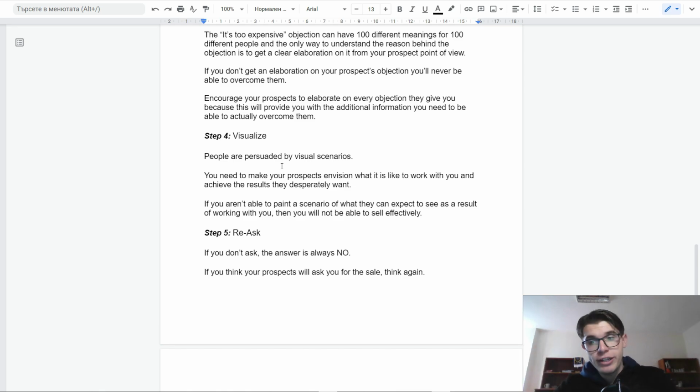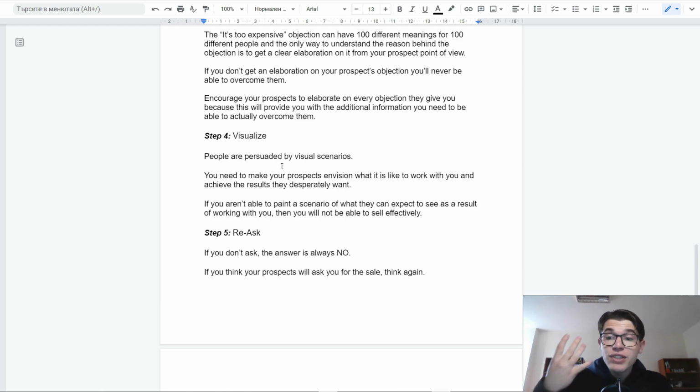And when they elaborate on their objection, you want to make them visualize. People are persuaded by visual scenarios. Remember this. You need to make your prospect envision what it is like to work with you and achieve the results they desperately want. Of course, this would be the result they told you in the sales call when you were painting a picture of their future. What is their dream? If you aren't able to paint a scenario of what they can expect to see as a result of working with you, then you will not be able to sell them effectively.